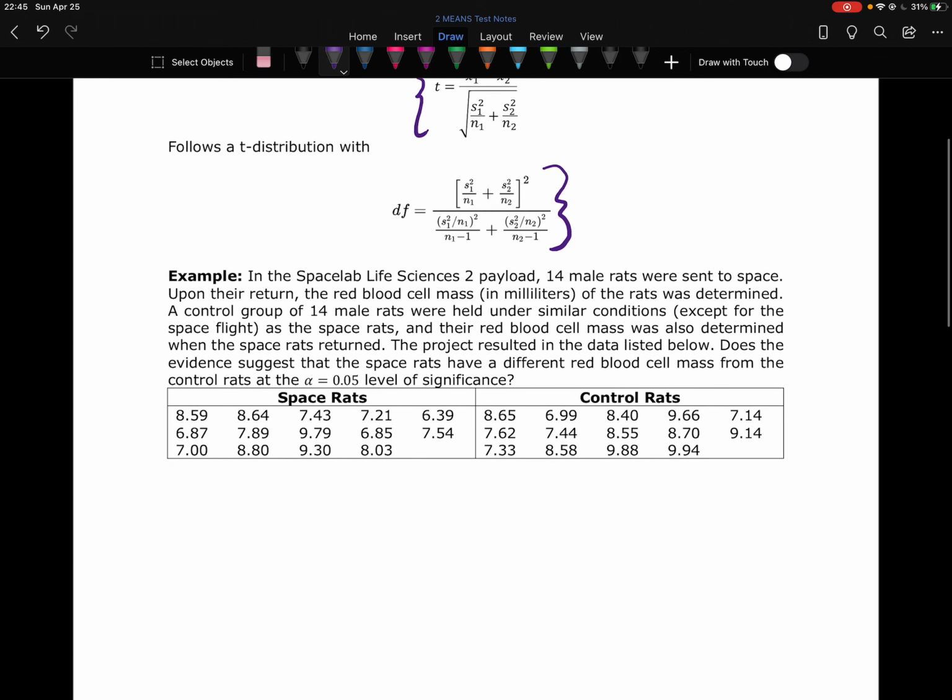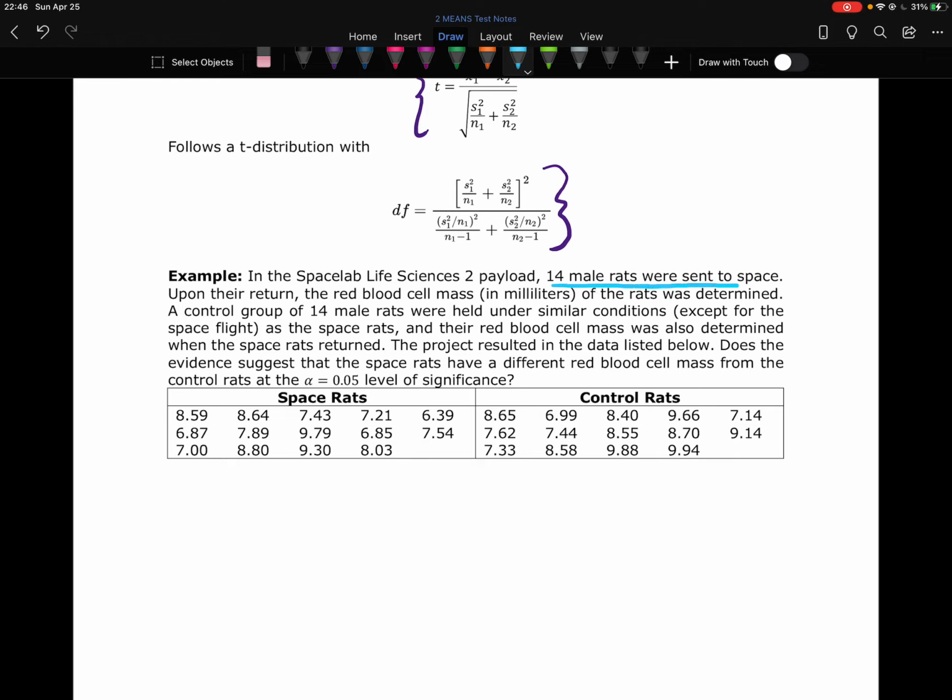So the example we're going to look at: the Space Lab Life Science 2 payload sent 14 male rats to space. Upon their return, the red blood cell mass in milliliters of the rats was determined. A control group of 14 male rats were held under similar conditions except for the space flight as the space rats, and their red blood cell mass was also determined when the space rats returned. The project resulted in the data listed below. Does the evidence suggest that the space rats have a different red blood cell mass from the control rats at the alpha equals 0.05 level of significance?